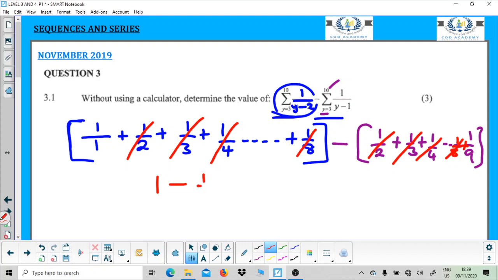That is 1 over 9. So what is 1 minus 1 over 9? 8 over 9. Very simple. The 3 marks. Simple. It's just that maybe people took a long time to figure out what to do with what is available to them. Not bad at all.